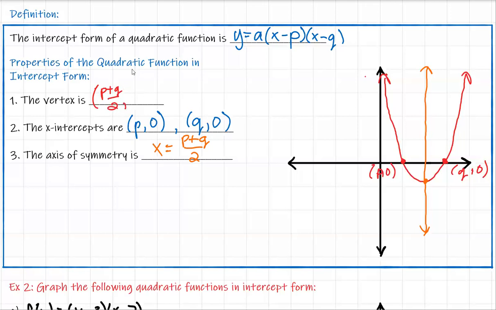So then just like with the negative b over 2a, our y value is whatever we get when we take that P plus Q over 2 and plug it into our function. Okay, remember that this notation right here is just the mathematical way of saying take whatever you got for the x value and plug it into the function. Plug it in for x up here. All right, so let's see that. Let's try that together.